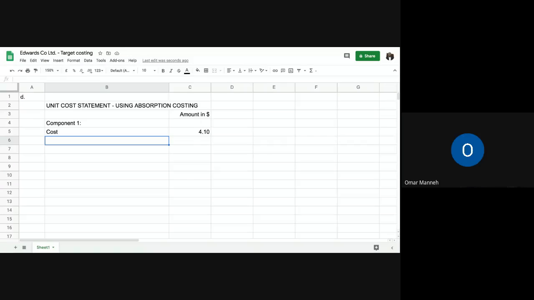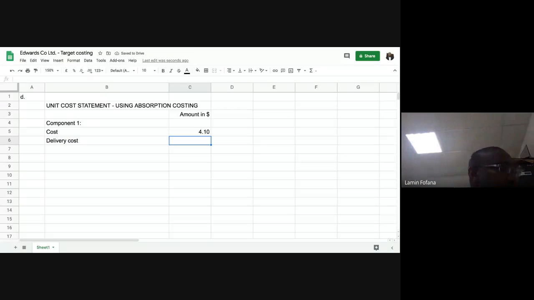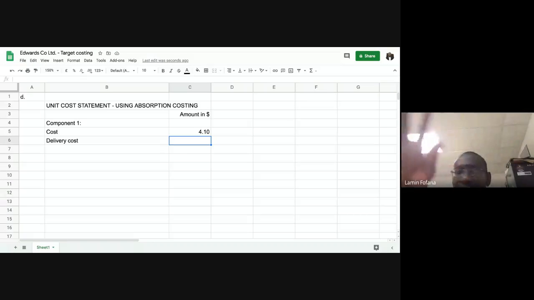The delivery cost. So the delivery cost of component 1 is what? We've been told that to deliver this kind of material, you don't just go and buy 1 or 2 items and then transport, because they charge you per trip. On the trip, you have to have 4,000 circuit boards, and that 4,000 costs you 2,400. So if you want to find for each, what do you do?